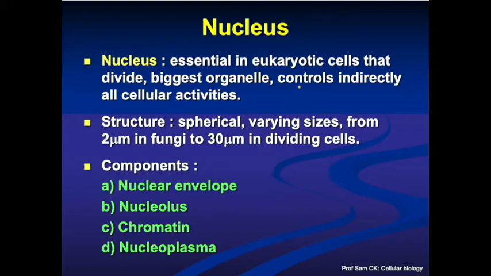If you look at the nucleus, you can see several components making it up: the nuclear envelope, the membrane of the nucleus; the nucleolus; the chromatin, the genetic material of the cell; and then the nucleoplasm. It's like cytoplasm, but it's actually the fluid in the nucleus.